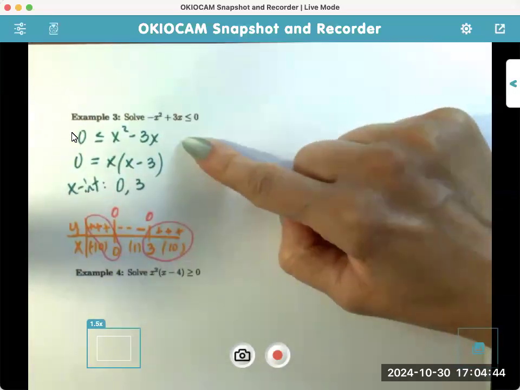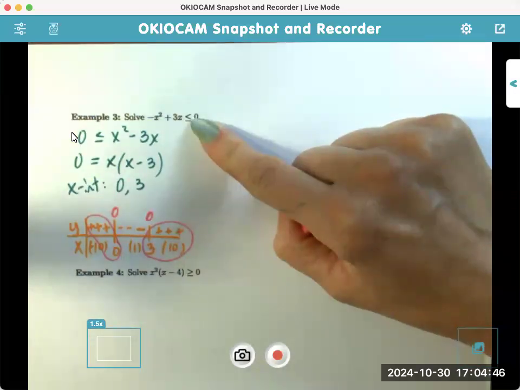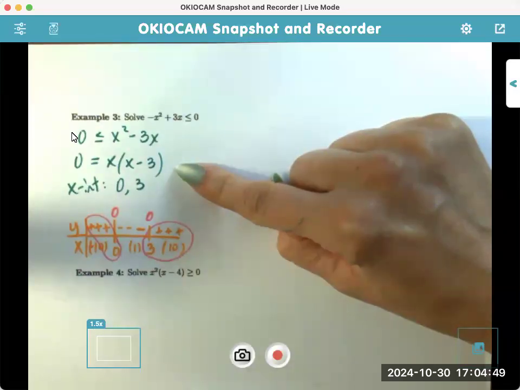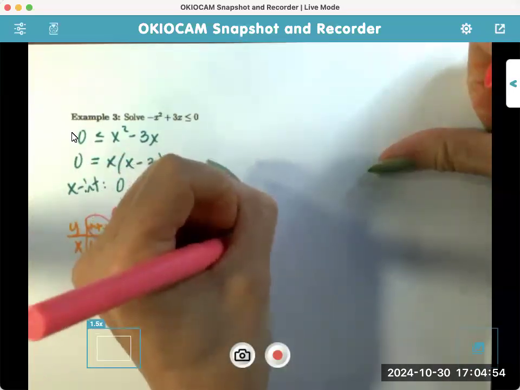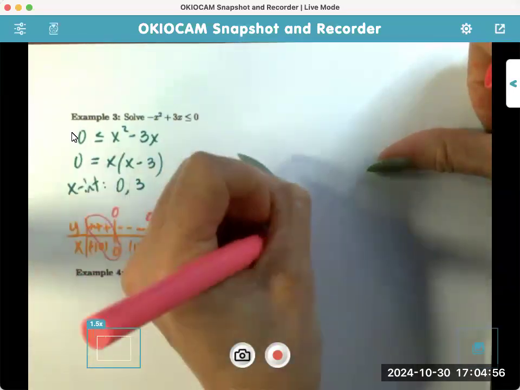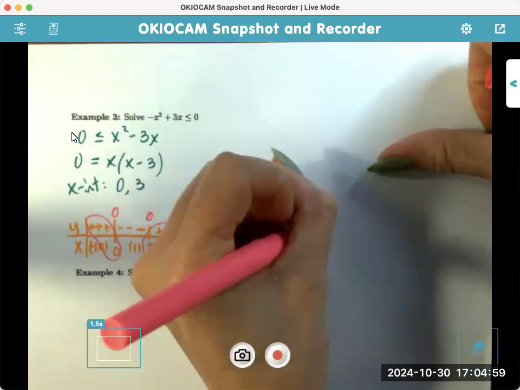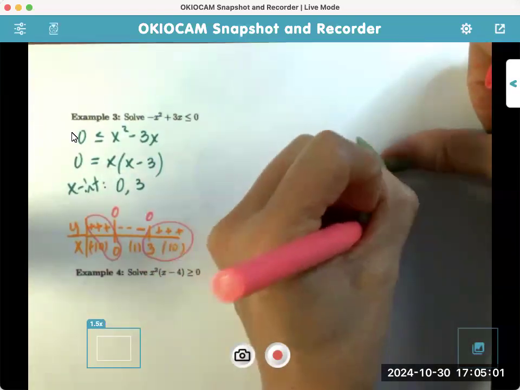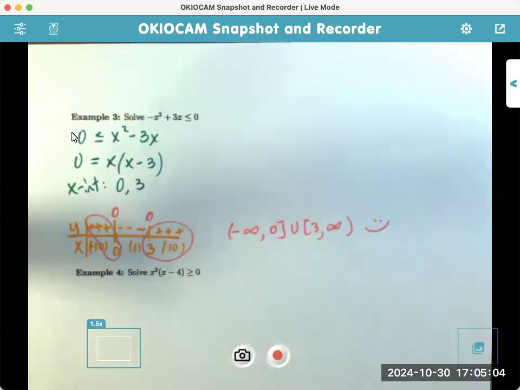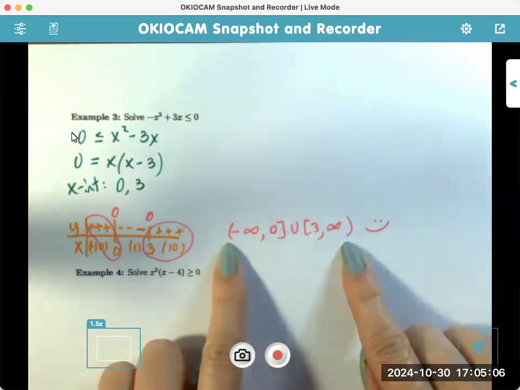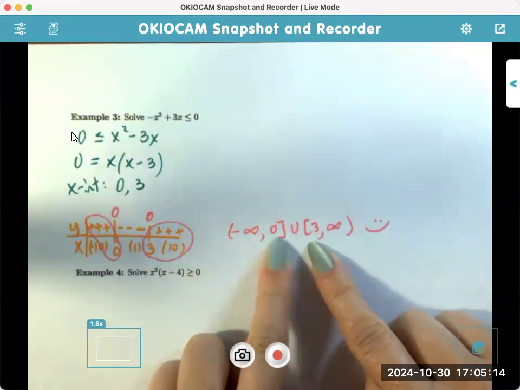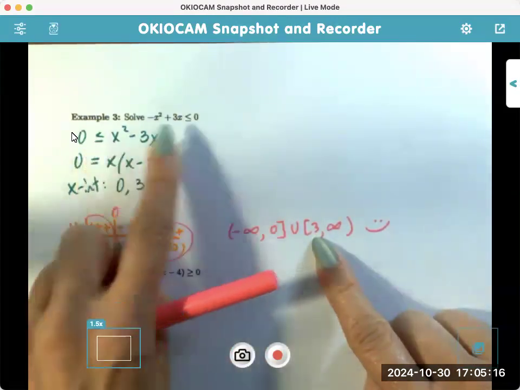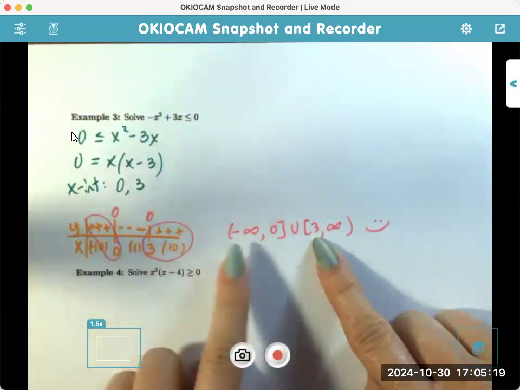We don't have to worry about any vertical asymptotes because it's not a fraction; it's not a rational function. So the answer is from -infinity to 0 bracket, union, bracket 3 to +infinity. Always parentheses around infinity because it's an idea and we can't ever reach or touch it, and brackets around 0 and 3 because we have the or equal to.